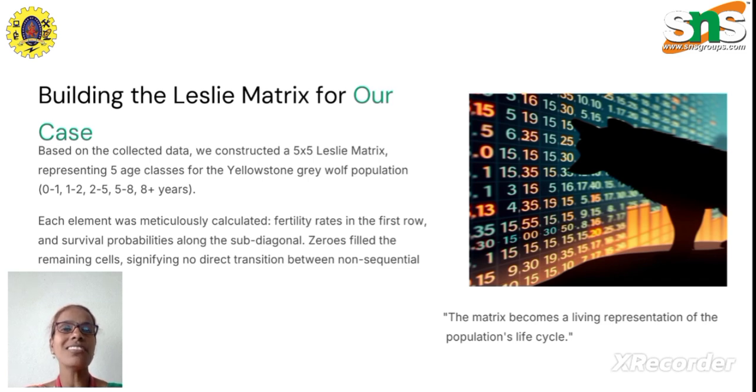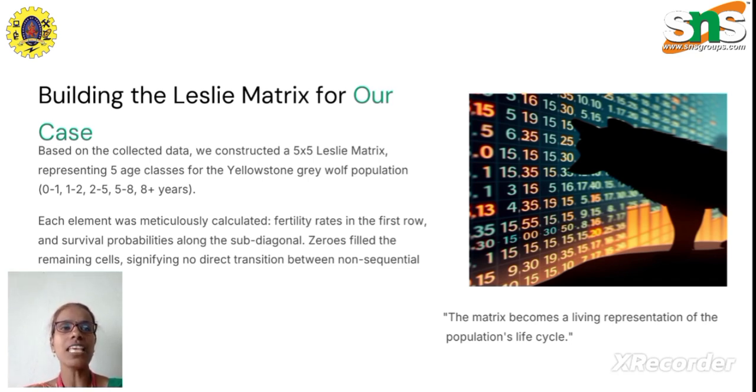Each element here is meticulously calculated. We calculate the fertility rate in the first row and the survival probability along the subdiagonal. The zeros fill the remaining cells, signifying no direct transition between non-sequential age groups. So this matrix becomes a living representation of the population's life cycle.